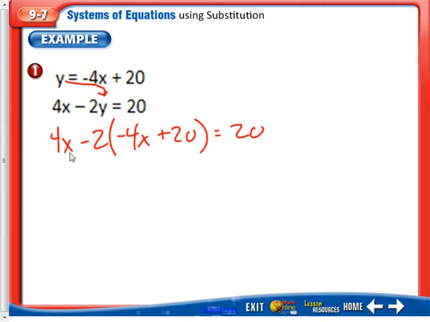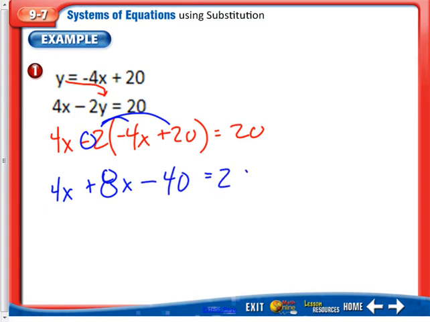All right, so now I only have an x variable. I only have one variable, and when you only have one variable, we only have one solution. Okay, at this point, we need to follow order of operations. So we can go ahead and distribute this throughout the expression. So I'm going to still have 4x. Now remember, this is a negative, so negative 2 times negative 4 is positive 8x. And then a negative times a positive is negative 40, and that is equal to 20.